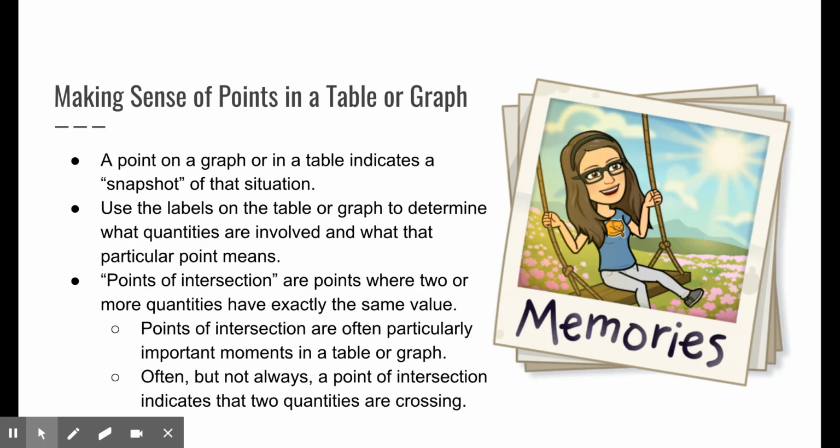Oftentimes, a point of intersection will indicate that two quantities are crossing, but that's not necessarily the case. So we need to consider that and make sure that we're reading carefully those labels on our tables and graphs so we know whether we're guaranteed that it means that they're crossing, or maybe it doesn't. It just means that they're reaching the same value at some particular time in the story.